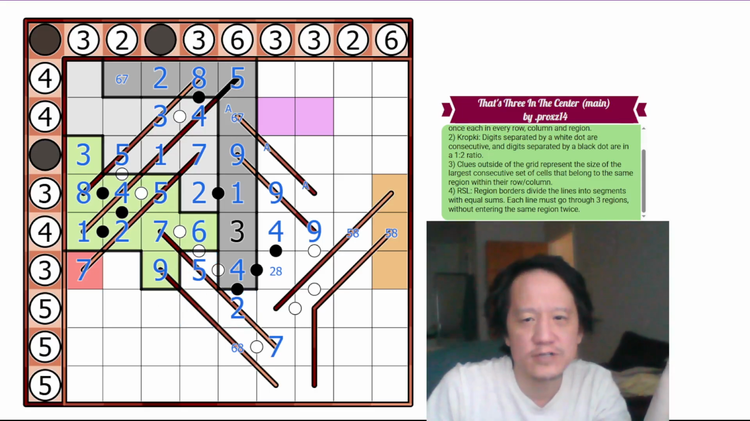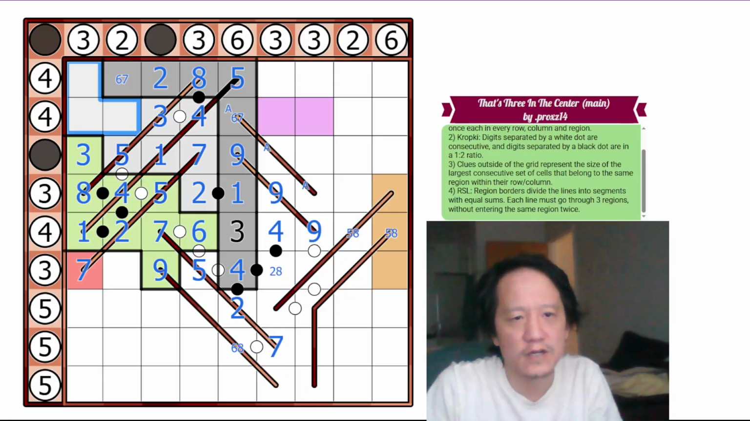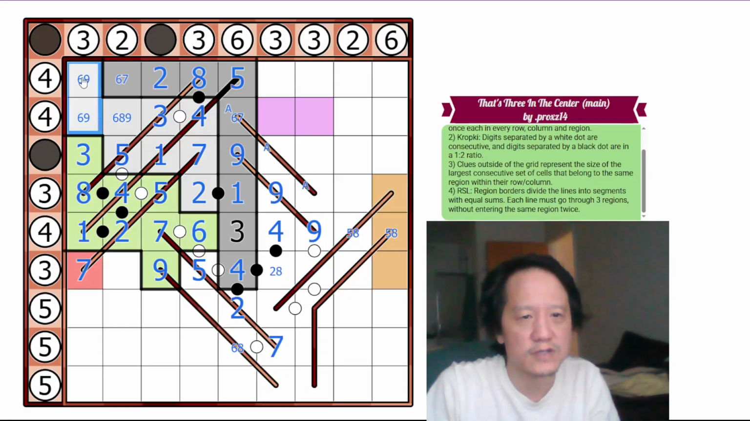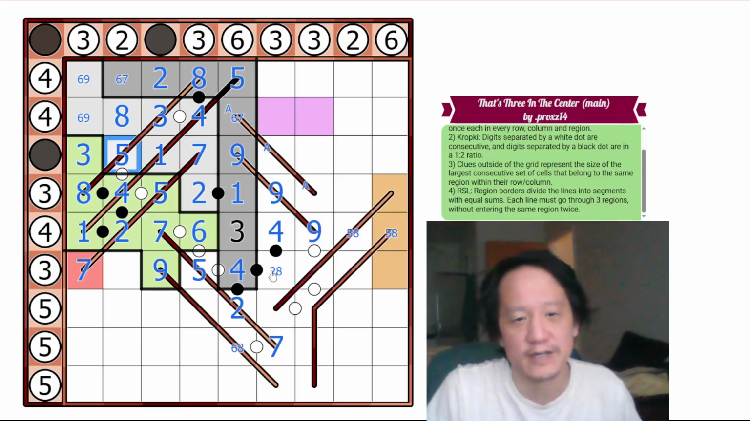Why did I run into a contradiction there? I don't even know. Anyways, what are these? This has to be 6, 8, and 9. 8 can't be either of these. So this is a 6, 9 pair, which forces this to be 8. Where did I run into a contradiction? I don't know where I ran into the contradiction.